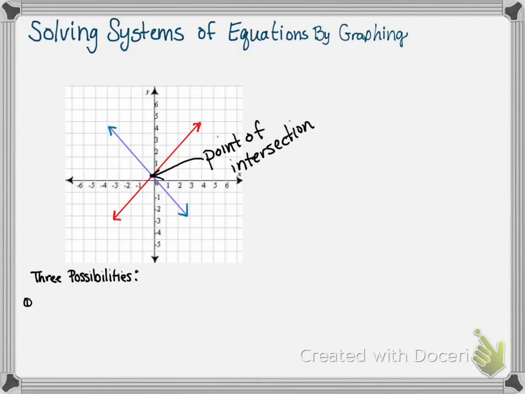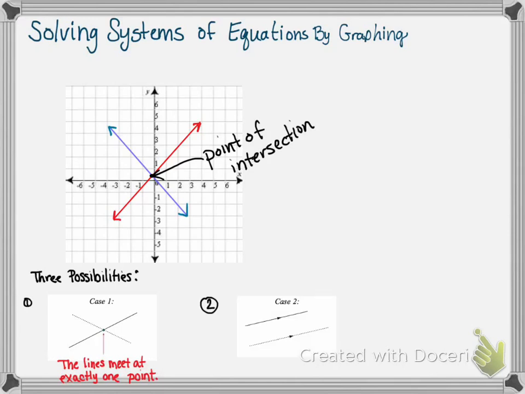The first case is where the two lines intersect in exactly one point. The second case is when the two lines are parallel and never intersect. And the third case is when the two lines are the same or they coincide. So we have coinciding lines. And in this case, every point along the lines is a point of intersection.